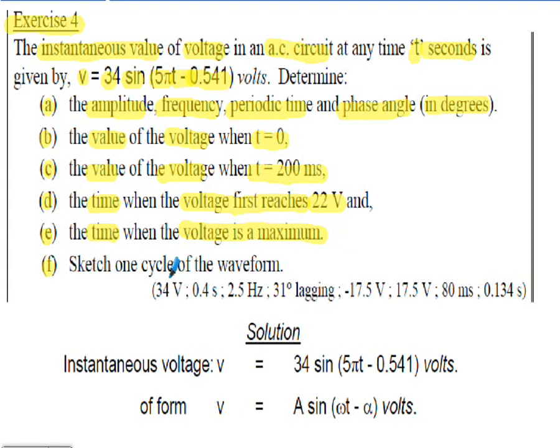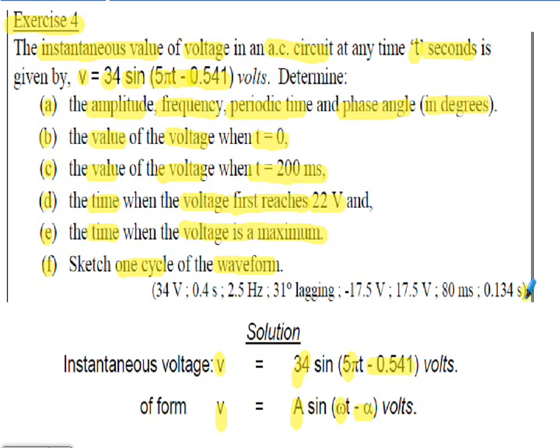Finally, we're asked to sketch one cycle of the waveform. From the question, the instantaneous voltage v is equal to 34 sine of (5 pi t minus 0.541). That is of the form v = A sine (omega t plus or minus alpha), where A, the amplitude, is 34. The omega, the angular frequency, is 5 pi. And alpha, actually a negative alpha in this case, is minus 0.541 radians.